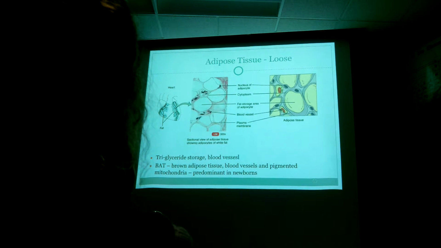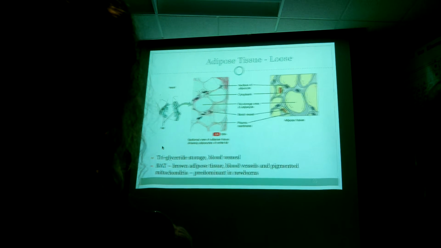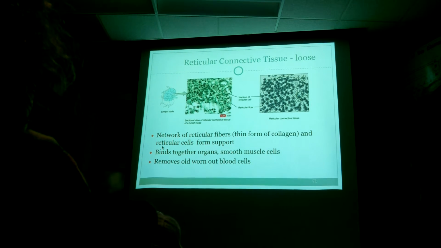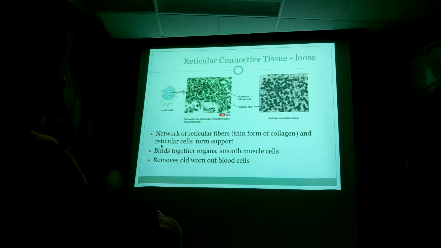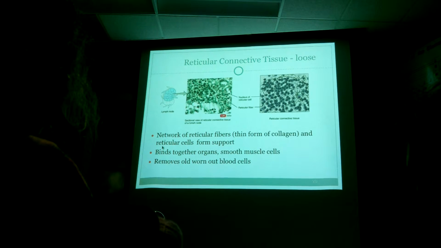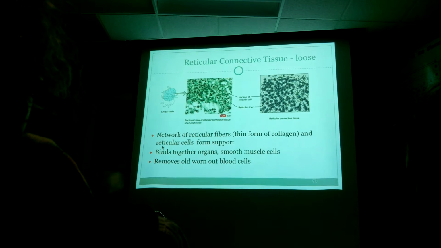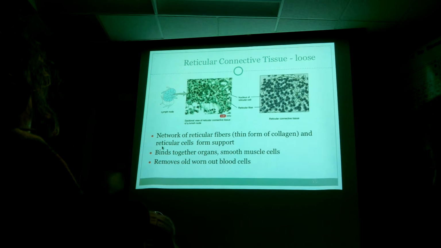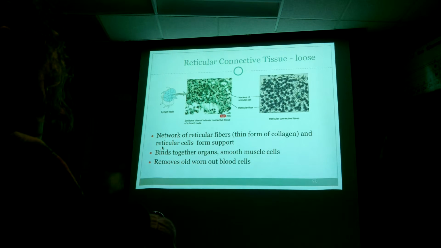And then reticular connective tissue would be this loose connective tissue. We might find this inside of a lymph node, as this shows you, and you might find it in some of the other organs. Reticular fibers are a thin form of collagen. It removes old worn out blood cells, that would be in the spleen. The word reticular means net, so the reticular fibers form a network.